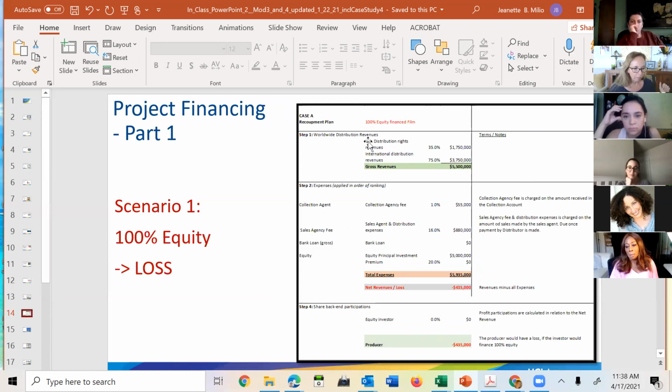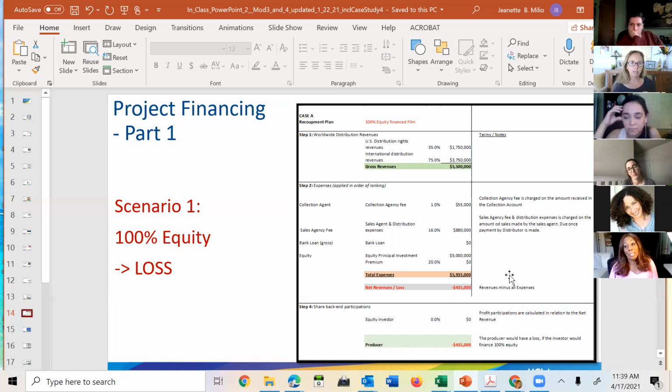You're going to get all their money, yes, but then you're going to have to pay a few people. Collection agent is paid 1%. Sales agent is paid 16%. Grandma wants her $5 million, and maybe you don't even get to pay Grandma the premium because you're running a loss of $435,000. She's not going to be happy.